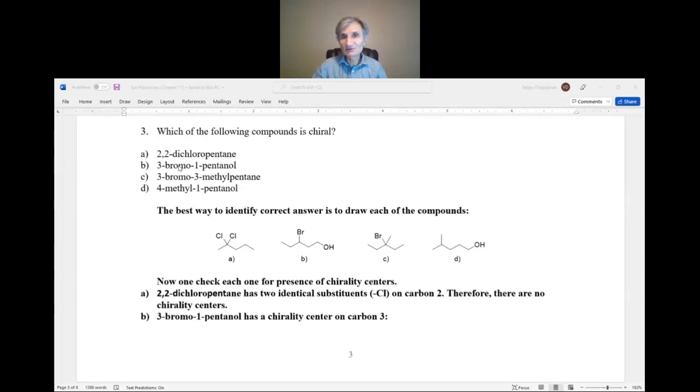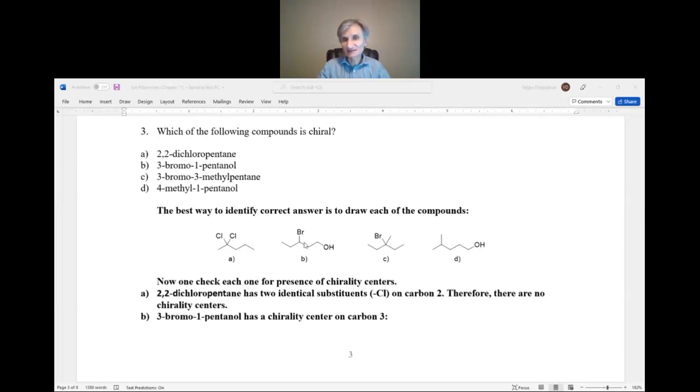And then this is 3-bromo-1-pentanol, 3-bromo-3-methylpentane, and 4-methyl-1-pentanol. So which one has a chirality center? Well, A obviously does not. It does not have any carbon with 4 different substituents. Carbon 2 has 2 identical chlorines, and 3 and 4 are CH2 groups.